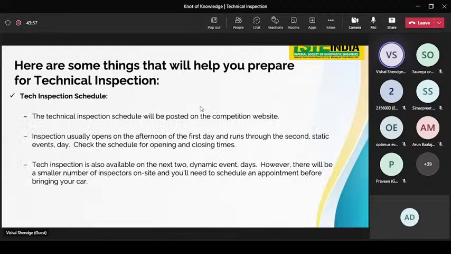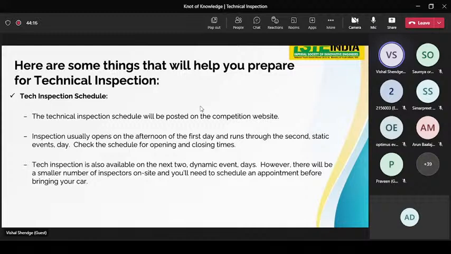Technical inspection schedule. The technical inspection schedule will be posted on the competition website. You can find it on the ISIEINDIA website. Inspection usually opens on the afternoon of the first day and runs throughout the second static events day. Check the schedule for opening and closing times also. Technical inspectors are also available on the next 2 dynamic event days. However, there will be a smaller number of inspectors on site, and you will need to schedule an appointment before bringing your car.